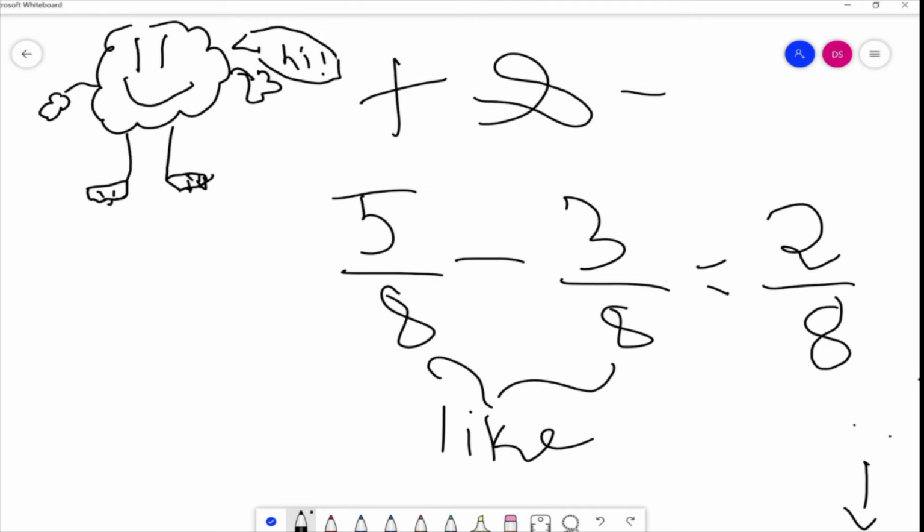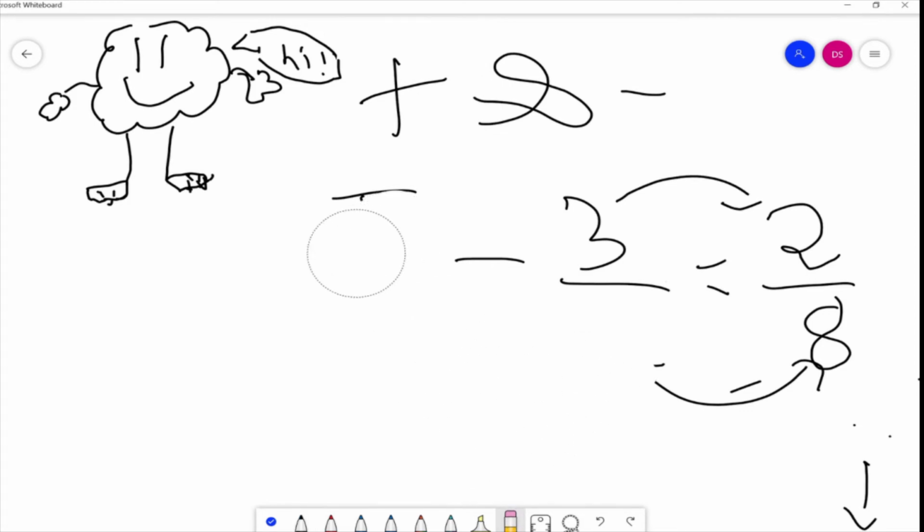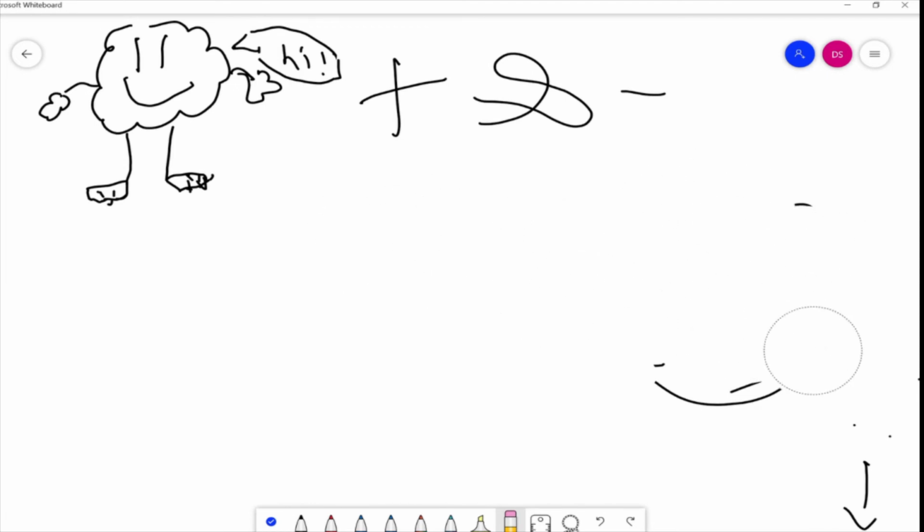To solve this, you just have to subtract the numerators. In this case, 5 minus 3. It depends on the operation that you have to use. In this case, the denominators are the same, so the denominators stay the same in the answer as well. So 5 minus 3 is 2, and as I said before, the denominator stays the same, so 2 out of 8.